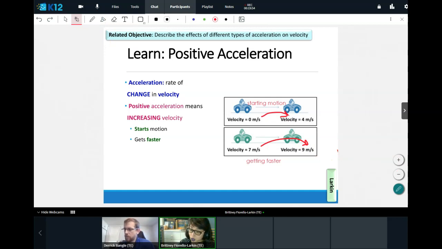Go ahead, give me smileys or emojis in the chat if that makes sense. Positive acceleration is generally talking about when velocity increases.